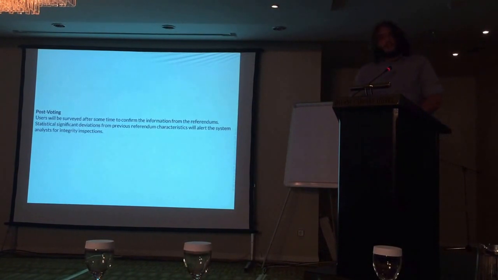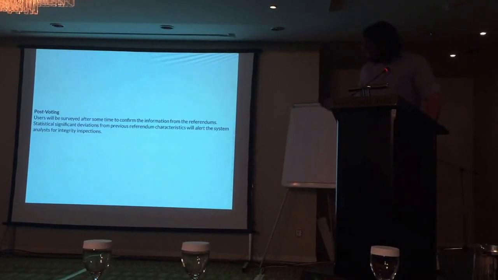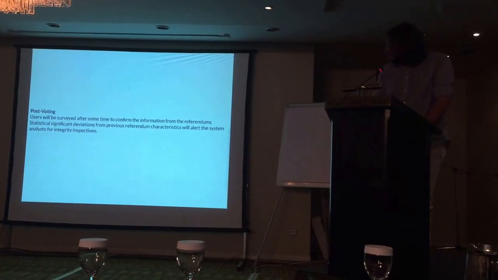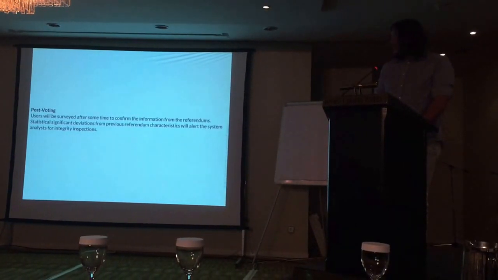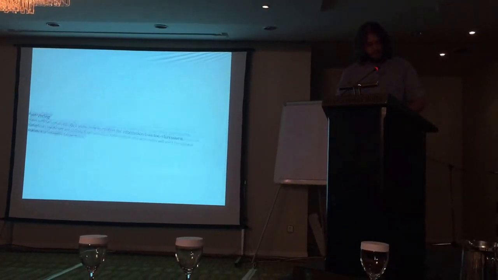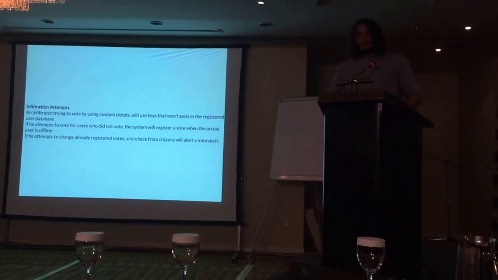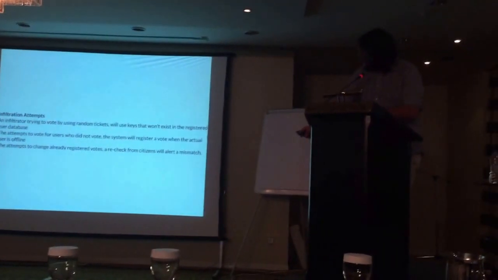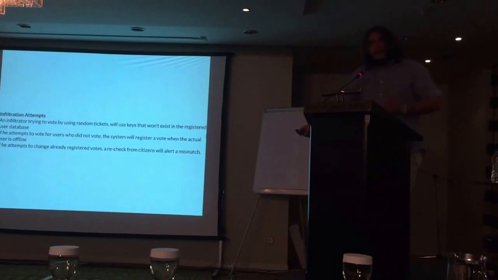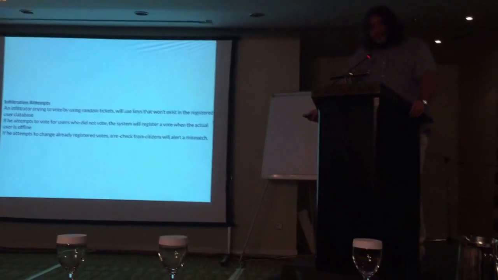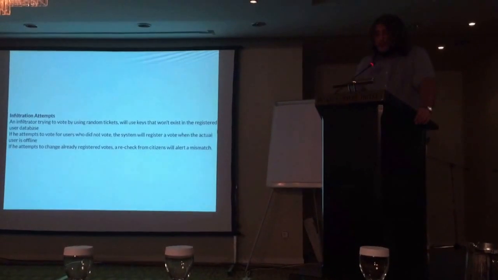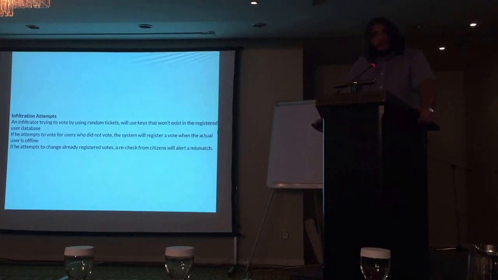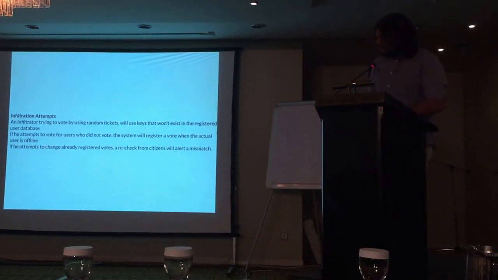Users will be surveyed after some time to confirm and review the information. Statistically significant deviations from previous referendum characteristics can mean system intrusion. An infiltrator trying to vote for people who did not vote will register a vote when the actual user is offline. A user trying to vote by using random tickets will create tickets that have not been generated by the system. And if he attempts to change already registered votes, it will be found by the post-survey.